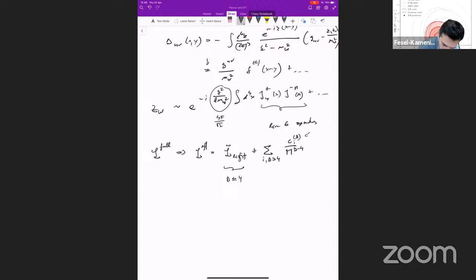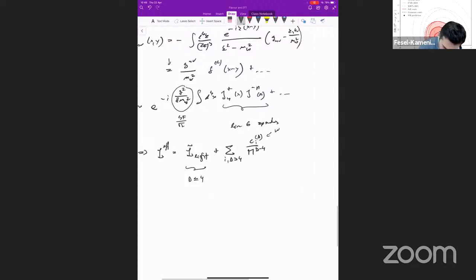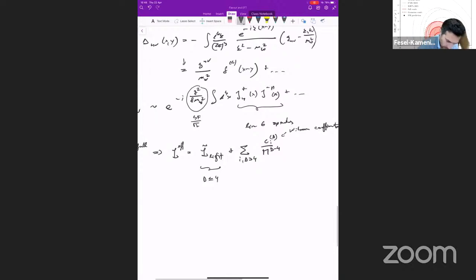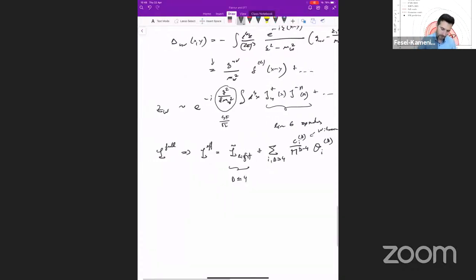So these are Wilson coefficients times local operators of increasing canonical dimension d. Okay, and this is the gist of the effective theory.